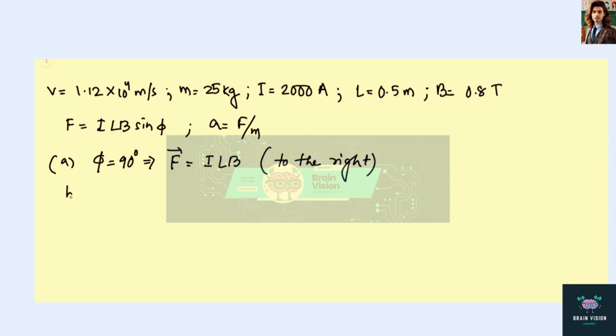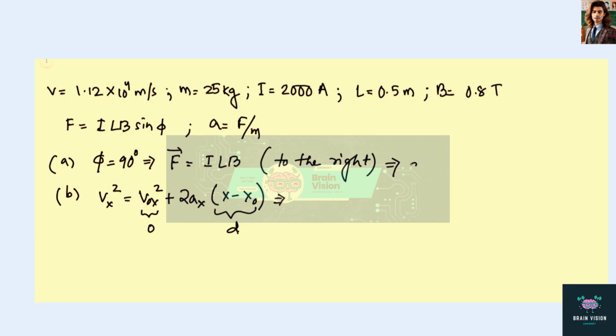For part B, let's use the kinematic equation that involves velocity, acceleration, and distance only. So that equation is basically Vx squared is equal to V naught x squared plus 2 times the acceleration and the displacement. This is basically d, which we have to find, and initial velocity is 0. Acceleration we will find from here.